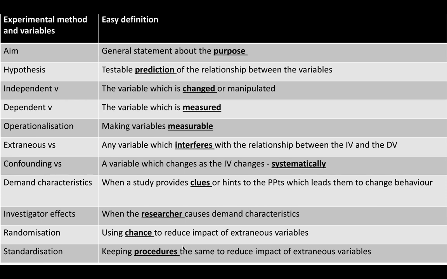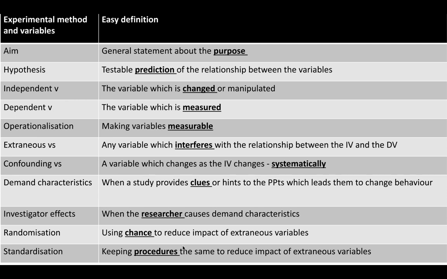The IV, the independent variable, is the one you change. The dependent variable is the one you measure, your results. Operationalization, making your variables measurable, turning them into a numbered format, quantitative data. An extraneous variable is something that interferes. I think that word interferes is really helpful in the relationship between the IV and the DV. And the confounding variable is also an extraneous variable, but it's just that you can't simply control for it because whenever you change the IV, it's going to keep on changing with it.